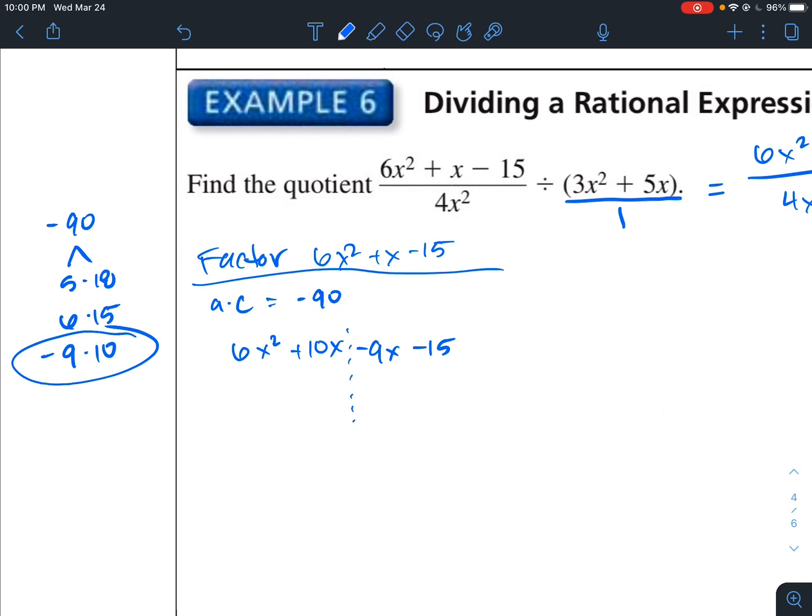So here, look at the first two terms. What do they have in common? So I see that they have at least a 2 in common and an x. So let's factor out 2x. And I'll be left with 3x plus 5. And then here I can factor out a negative because both terms are negative. And then I can factor out a 3. And I'll be left with 3x plus 5.